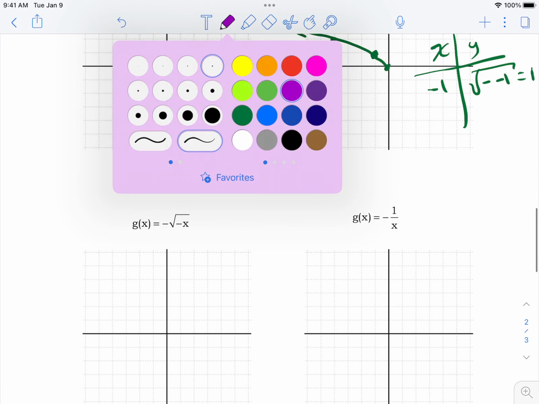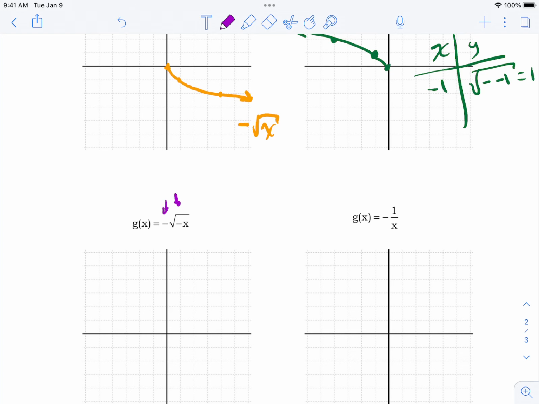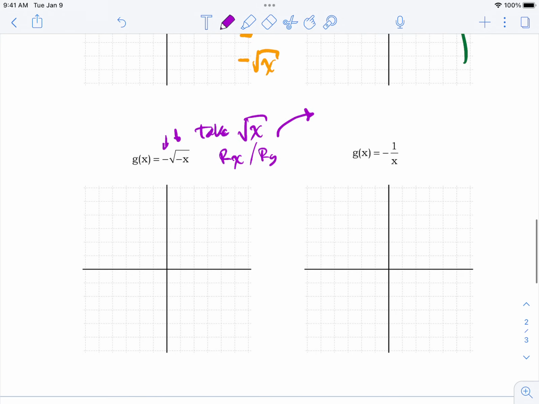What do we got going on here? This one's got 2 negatives. Well, that means you're going to reflect twice. Take the square root of x function, which looks like that, and reflect over the x and reflect over the y. It doesn't matter which one you do first. I could reflect it over there and then over there, or reflect it this way and then this way. It's going to come out the same.